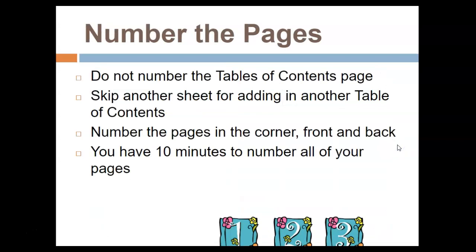We are now going to number the pages. Do not number the table of contents. You will skip another sheet for adding to the table. So we may have 2 or 3 sheets front and back for the table of contents. And then number the pages in the corner front and back. I would number your pages small at the top right hand corner. On the left hand side, it'll be in the top left hand corner. On the right hand side, it'll be in the upper right hand corner. I am going to give you about 10 minutes to number your pages. You may pause this video while you do this.